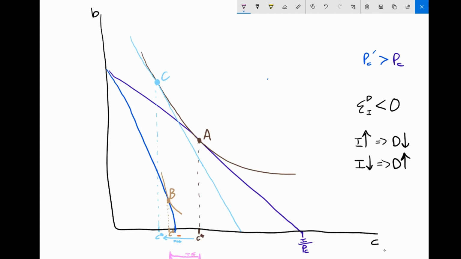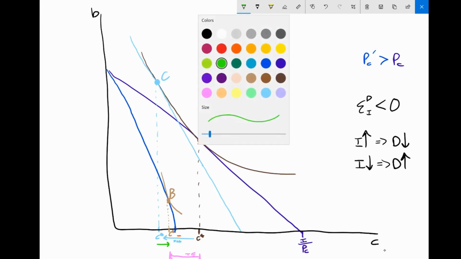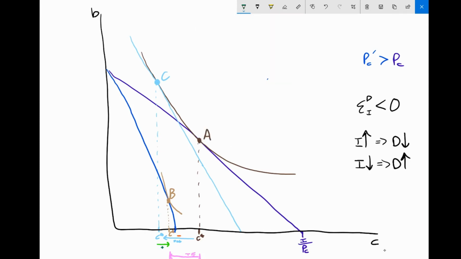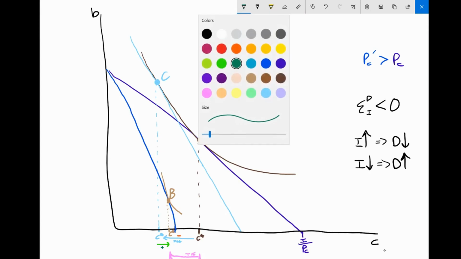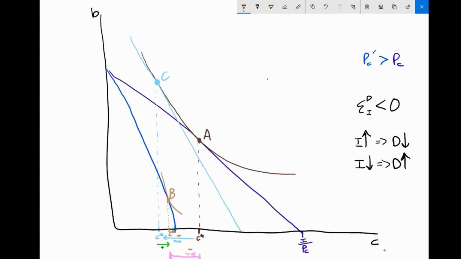So then how do we know what the income effect is? The substitution effect is the difference between the original C star and the light blue C star. The income effect is from the light blue C star up to the brown C star. And so the income effect, I'll illustrate it using the chart, is positive. Total effect is negative. Substitution effect is negative, but the income effect is positive.